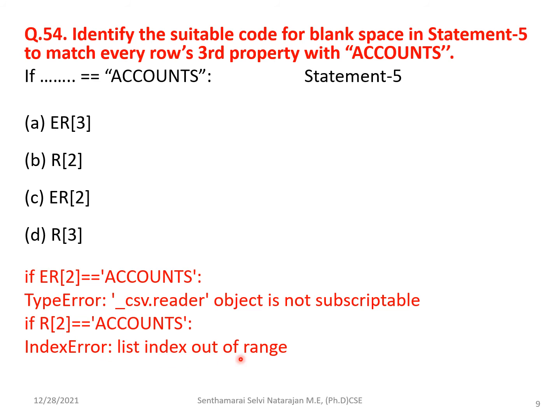If you are going for this R of 2 is equal to accounts, this is also an error. It is an index error, list index out of range, but they have given only these options. Some have given the answer as R of 2. If you are entering R of 2 and then entering the codes, I will show what all errors you will be getting. This is one error. So again this 54th question is the wrong one, as you didn't define the R as an empty list. After defining the list only you can go for the indexing purpose. If you are writing the same R of 2 without defining the empty list, it shows both the answers are wrong. So here again this is a question to be awarded marks.